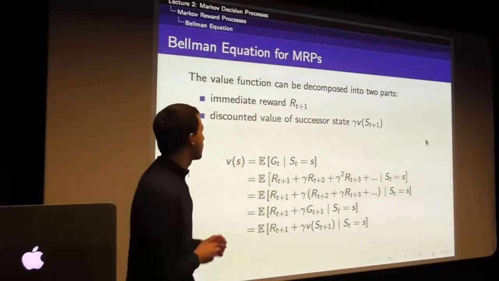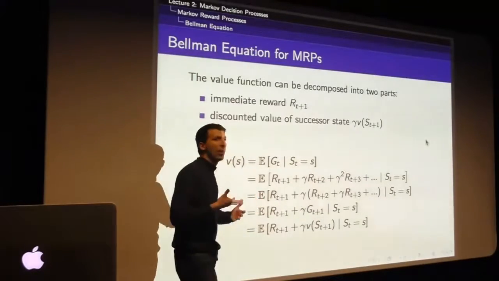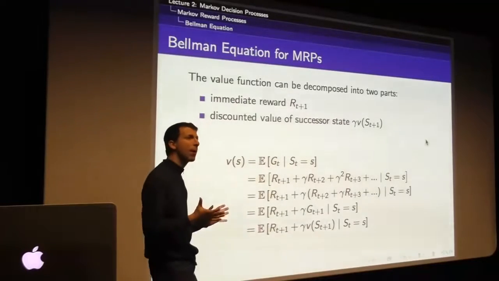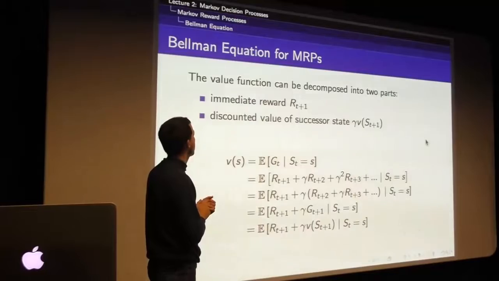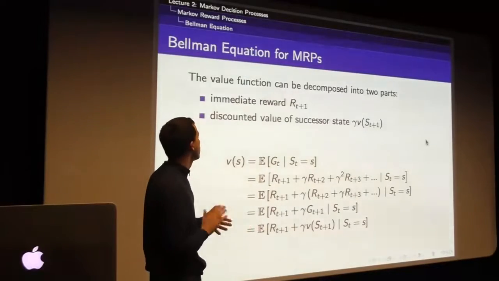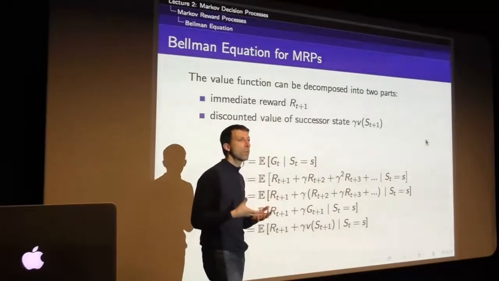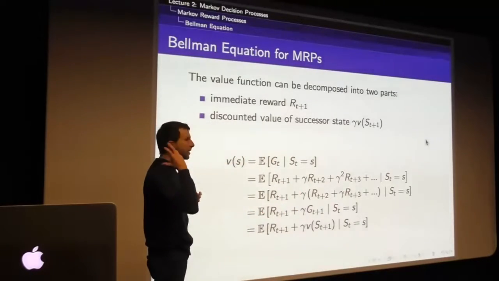So now we're going to talk about maybe the most fundamental relationship in reinforcement learning. You might have come across this in dynamic programming. It's very widely used. And it's called the Bellman equation. And the idea is that the value function sort of obeys this recursive decomposition. And the main idea is very simple.